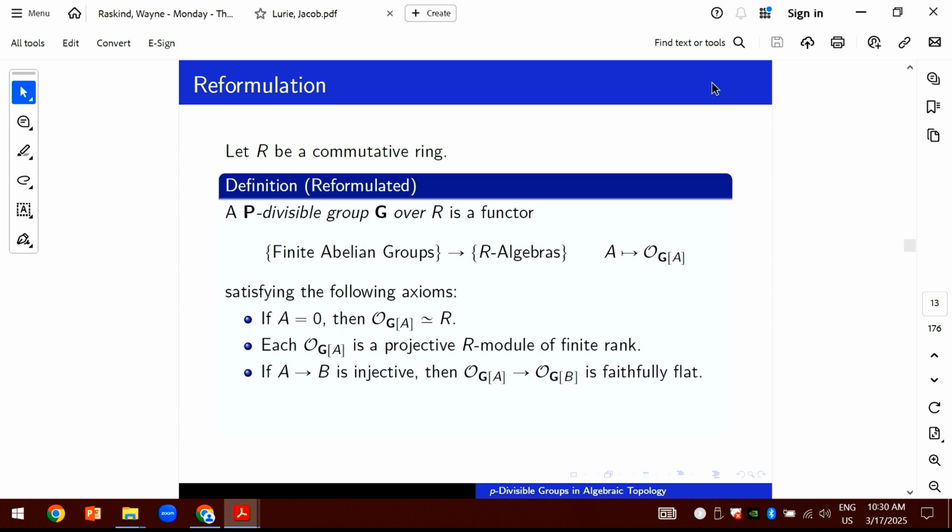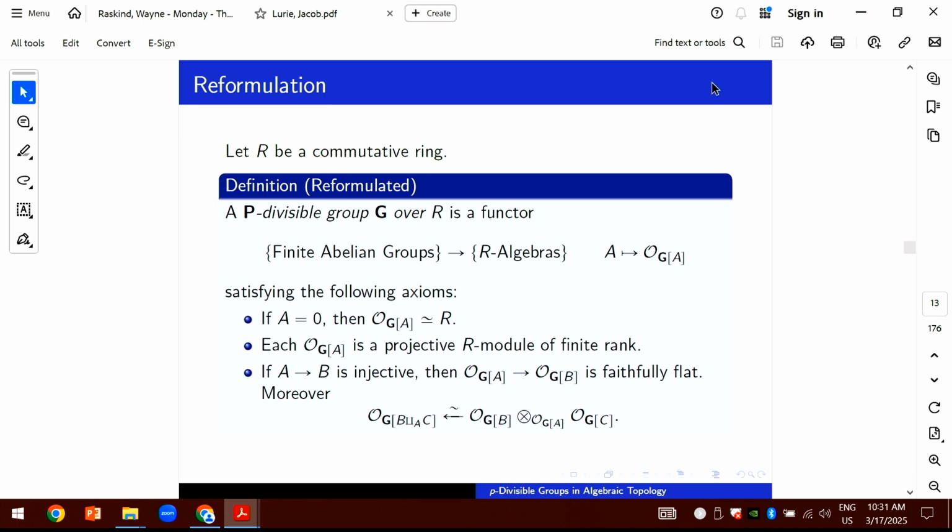If you have an injective map between abelian groups, then you get a map of rings which is faithfully flat. And under the same conditions, push-outs of abelian groups go to tensor products of rings. Here, at least one of the maps from A has to be an injection. So I've given you this definition just as proof of concept. It's not necessary to process this. I just want to say you could define a p-divisible group in this way if you wanted to.